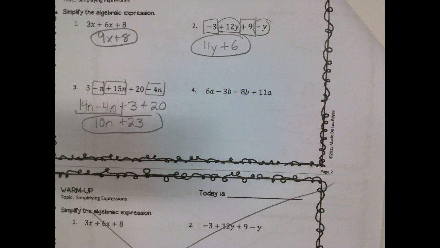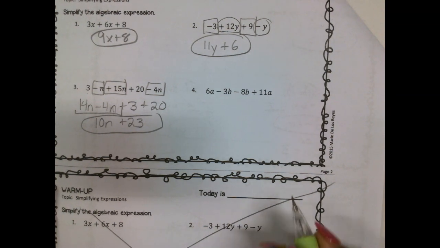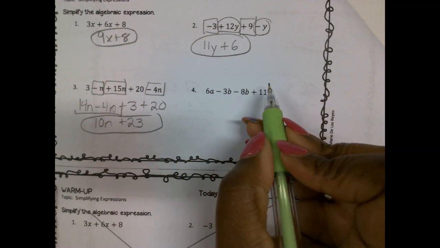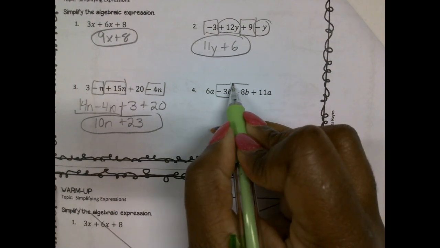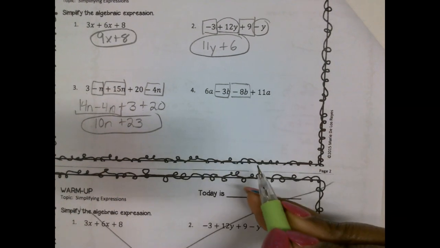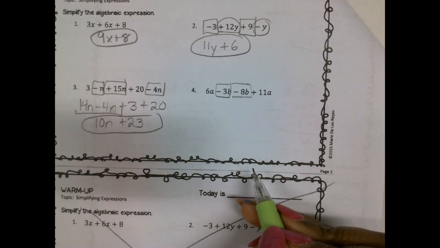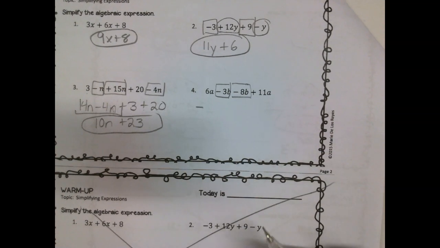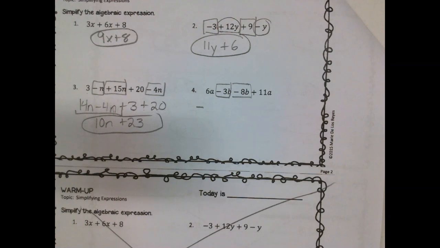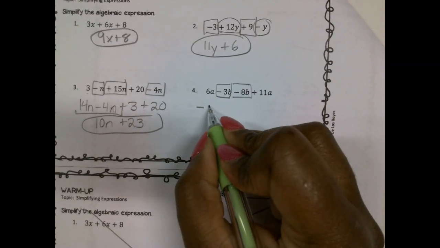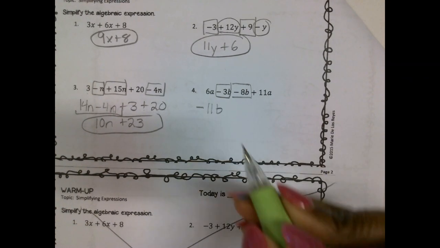Okay. What are we going to combine here, Derek? Negative 3b and negative 8b. Okay. What does that give you, baby? Fingers and toes. We know it's going to be a negative. They're both negative, and we're adding both of these negatives together. So that's 8, 9, 10, 11. So that's negative 11b. Okay? Are you okay with that?